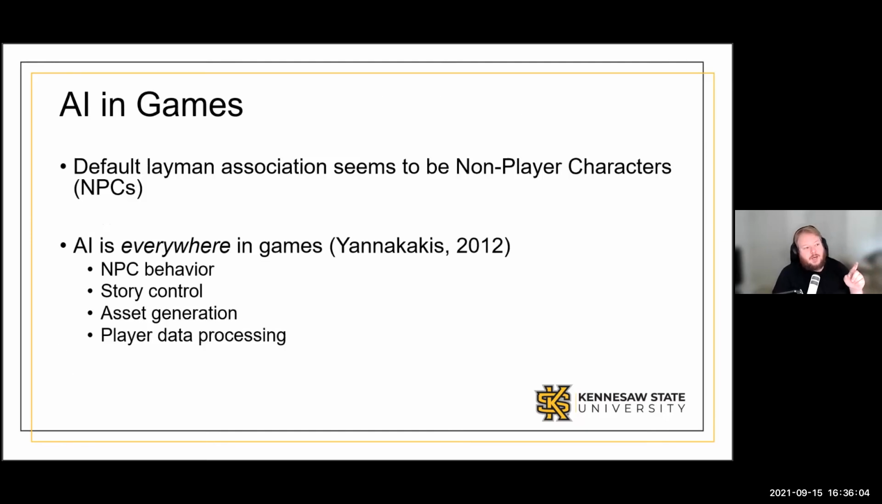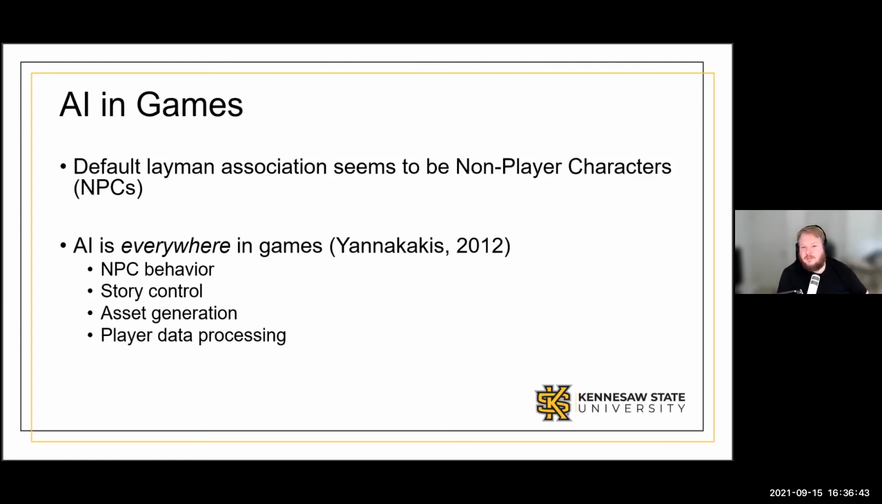Now, we should note here that when I usually talk about AI in games, I have this slide just because I think it's a point that needs to be made, but I think most students in this course will understand it already. The default layman's association seems to be NPCs, and that's where I started with doing research on AI, right? But the thing is that AI is absolutely everywhere, and I think Miriam's already told you about this, where we have NPC behavior, and they control the story like they would in, say, Vermintide or Left 4 Dead. They generate assets like we have SpeedTree, which is arguably one of the most successful generators ever in terms of game content, right?